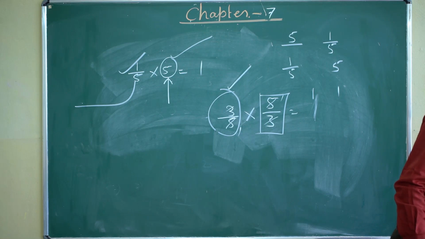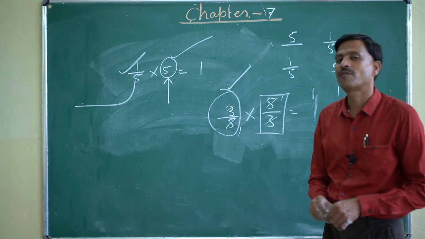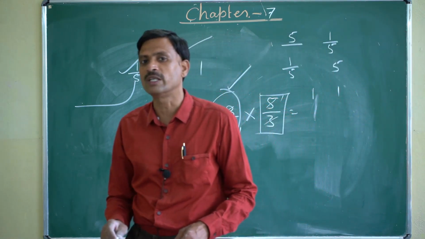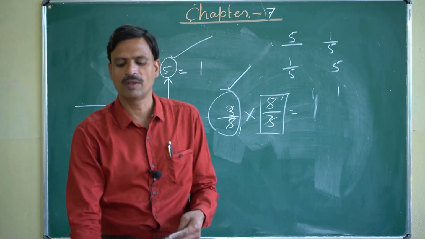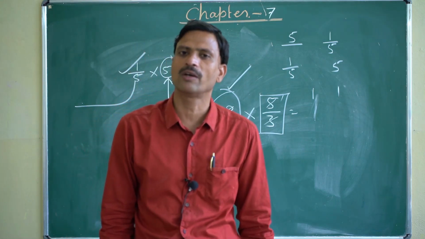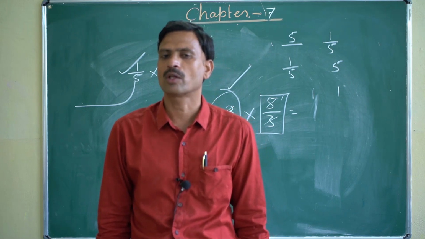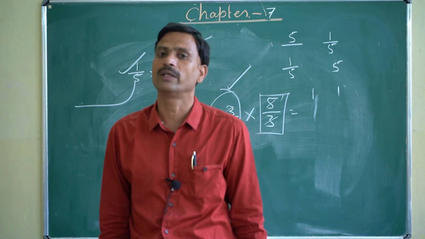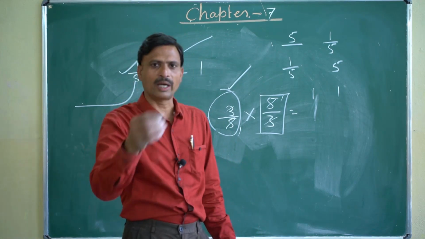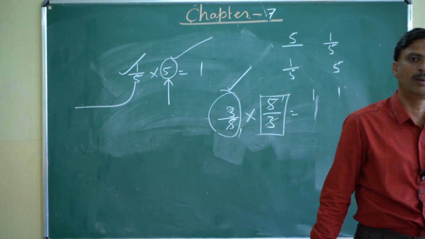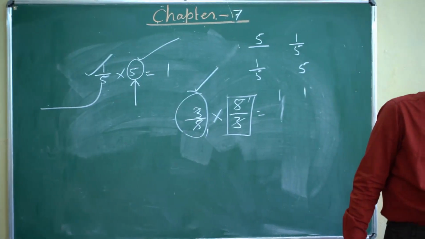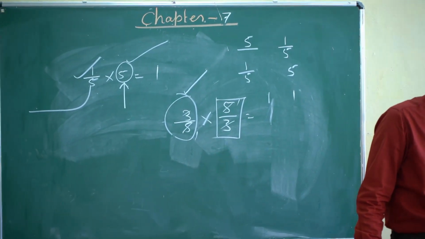But an important question: what is the multiplicative inverse of 0? You will say not defined. The multiplicative inverse of 0 is not defined, because the multiplicative inverse of 0 would be 1 by 0, and that is not defined, right? So is it clear to everybody what the multiplicative inverse of a number means? I hope it is clear.